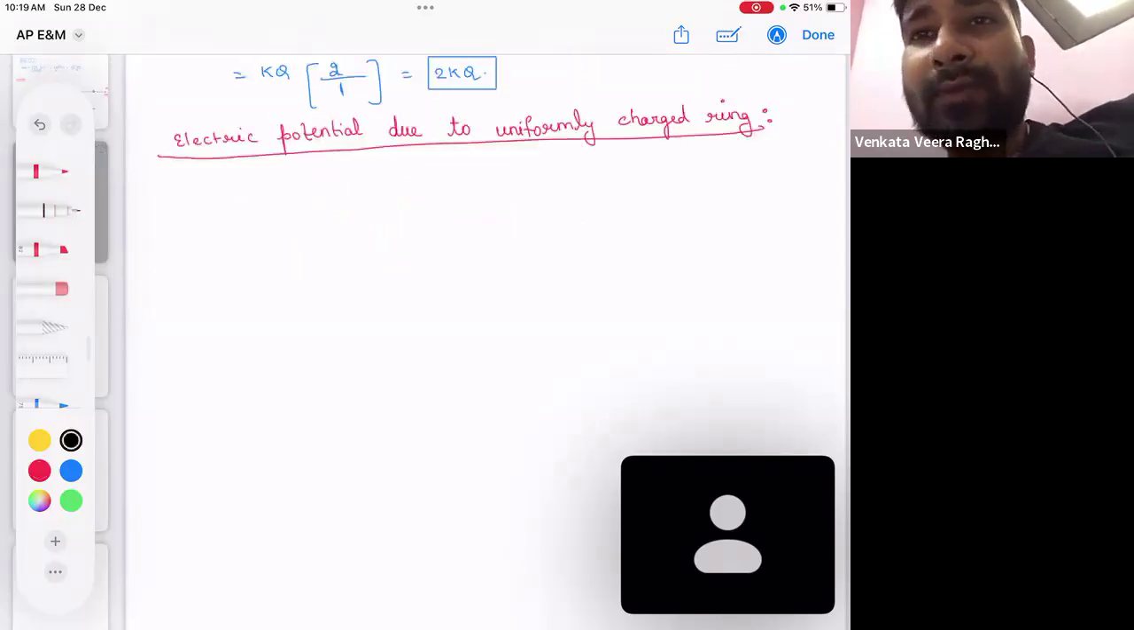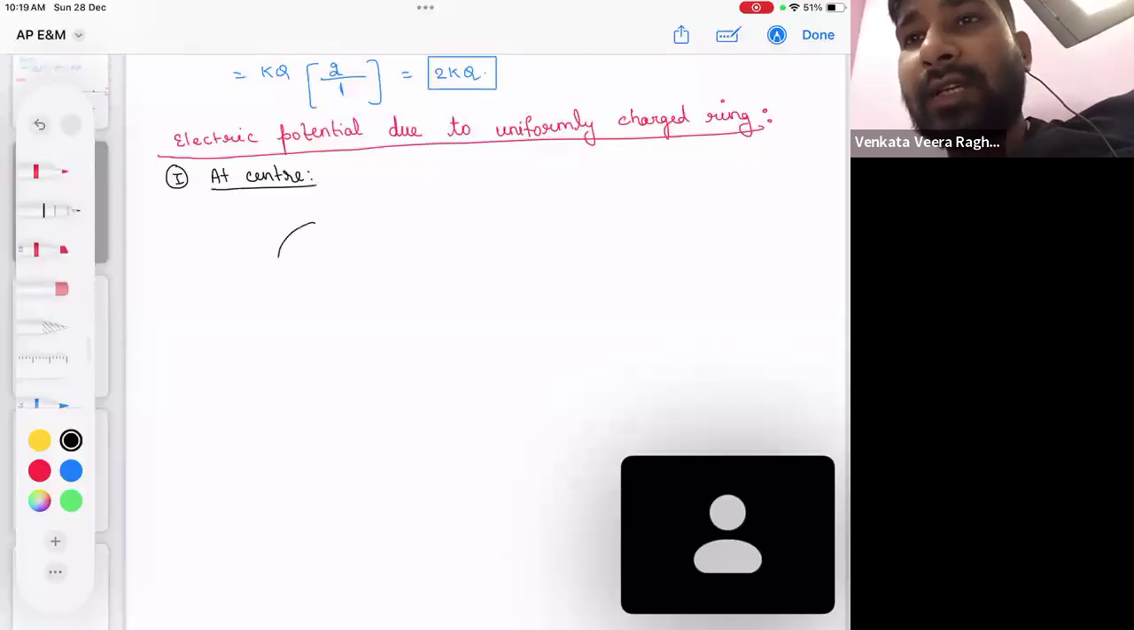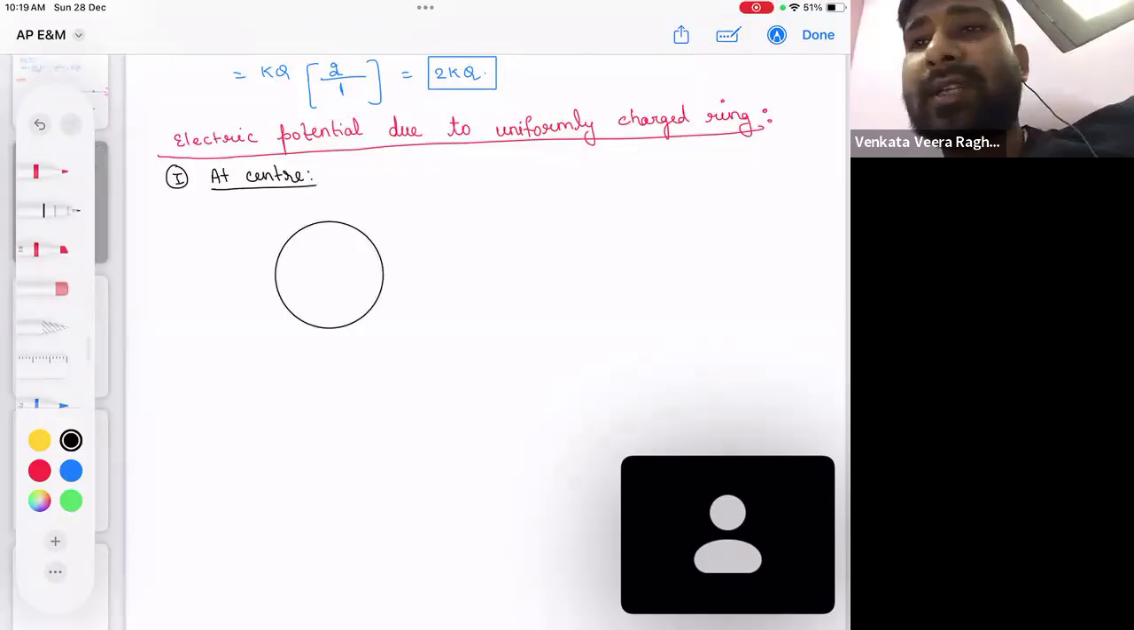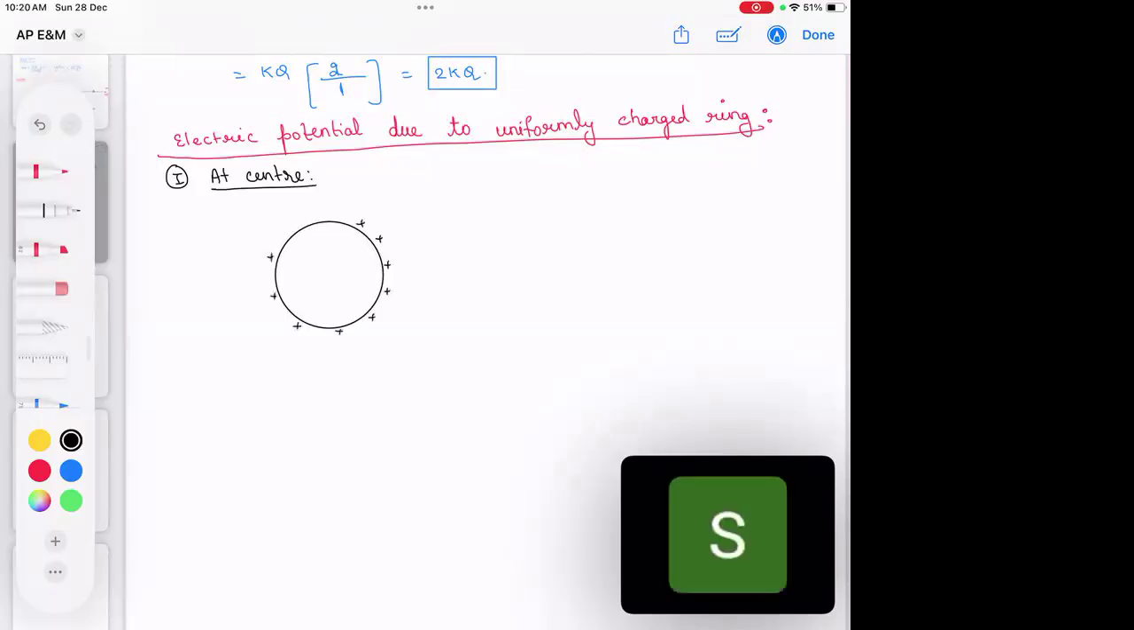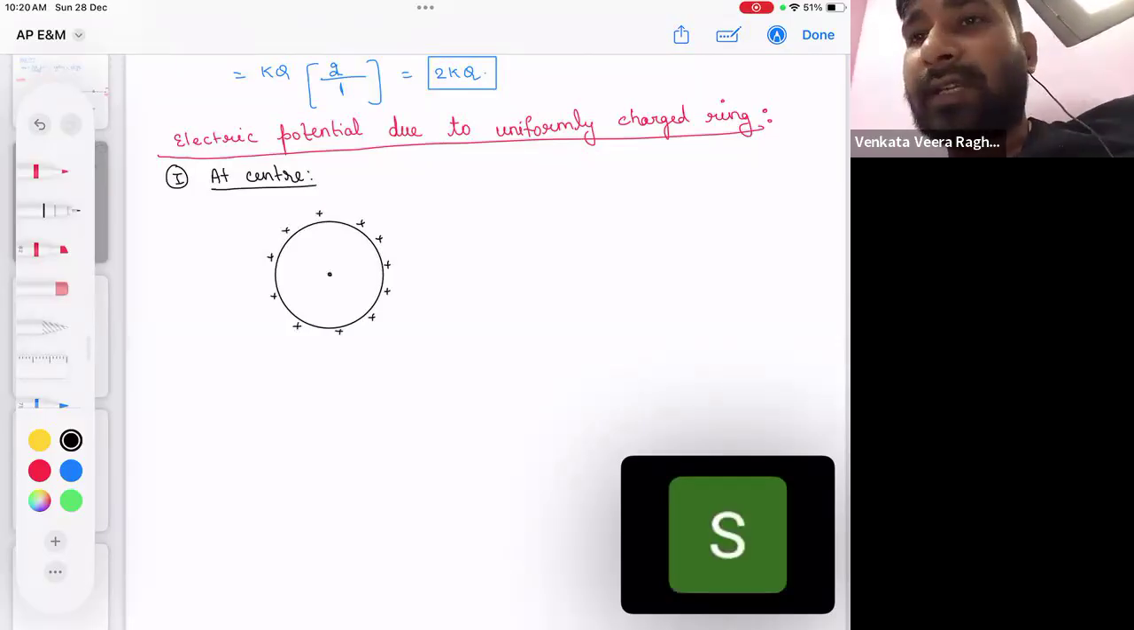So what are the 2 points where we are going to calculate it? First point is going to be at the center of the ring. Okay. So tell me, what is the electric potential at the center of the ring? This is a uniform charge distribution. KQ by R only will come, isn't it?